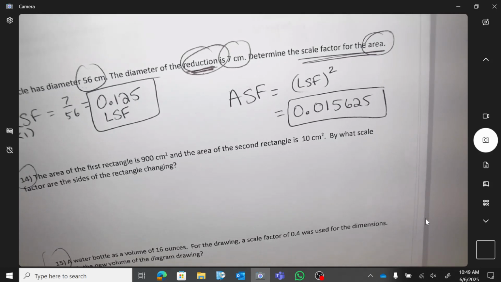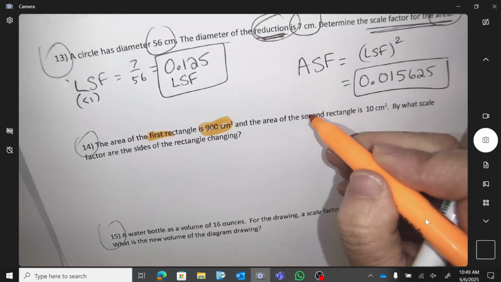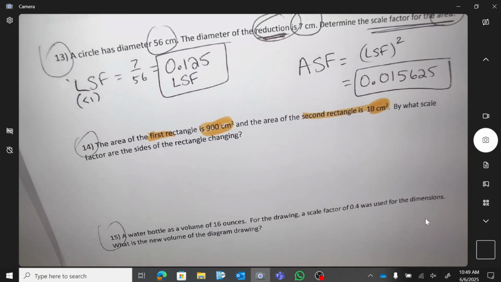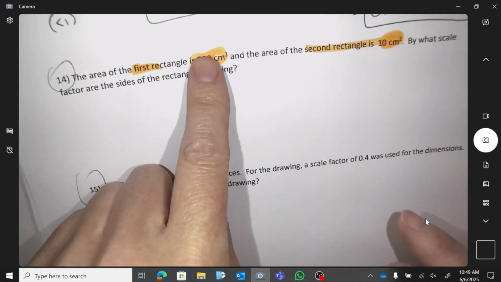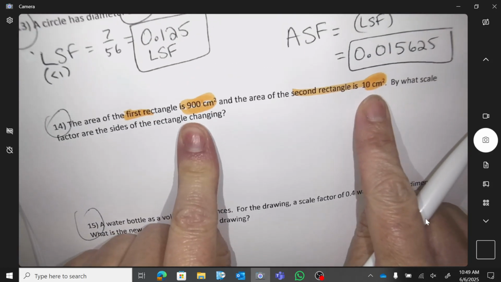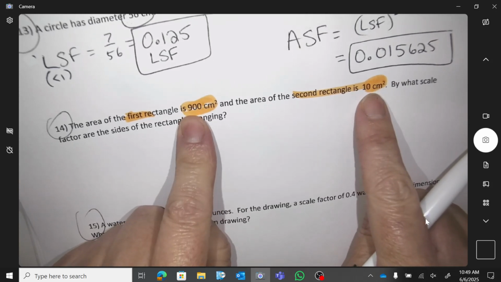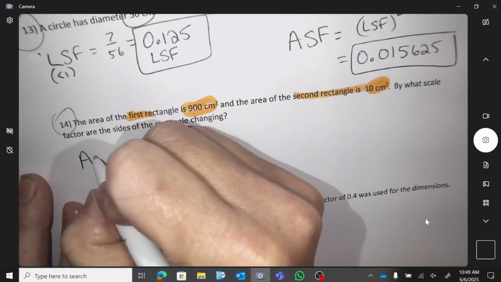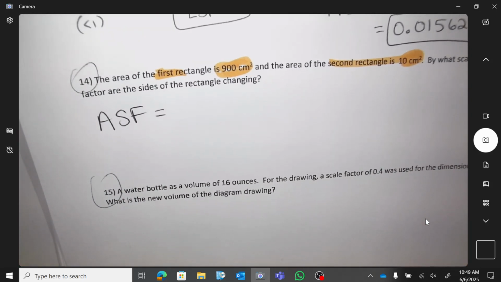Second question. I was given the area of this and the area of this, so I can compare two areas with each other. This would get me an area scale factor if I compare two areas.